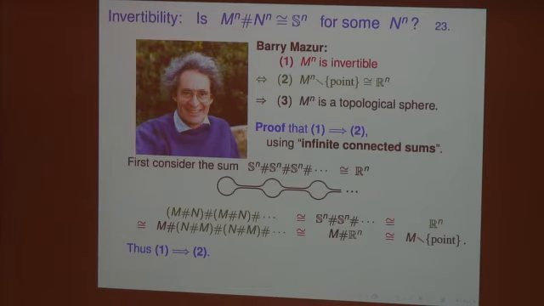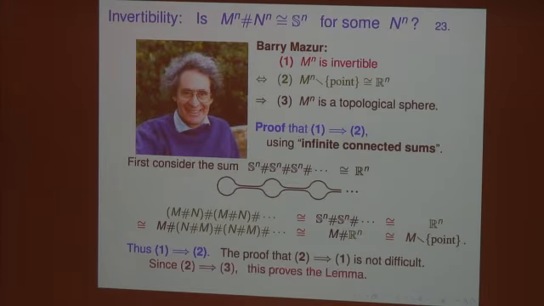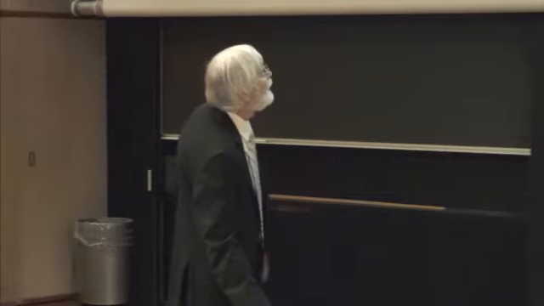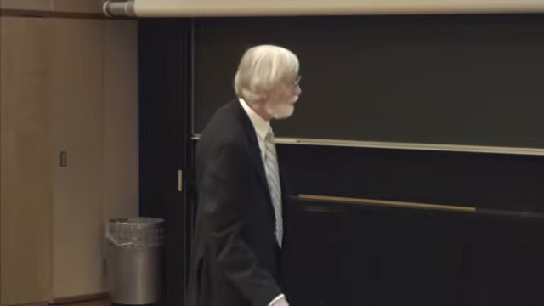Well, let me leave the proof that 2 implies 1 as an exercise. It really just follows from the definitions if you do a little work to see what the definitions mean. And we already pointed out that 2 implies 3, so this proves the lemma. This then shows that if we can find such manifolds, such that m minus a point is Euclidean space, then we've found invertible elements in this monoid.